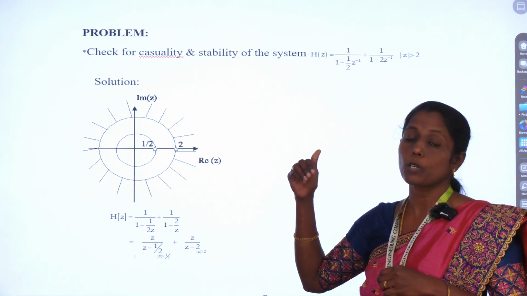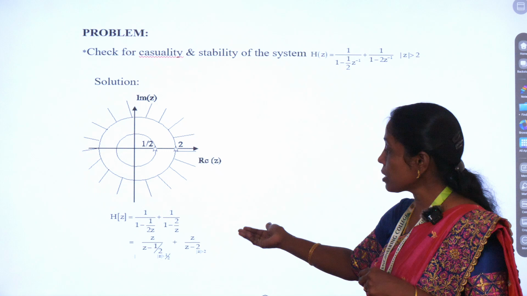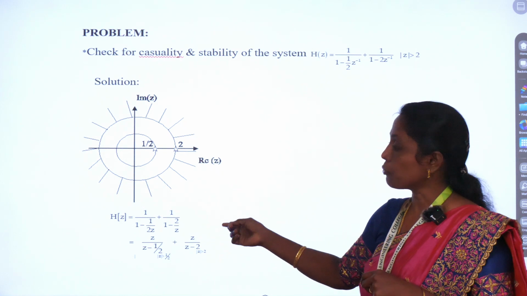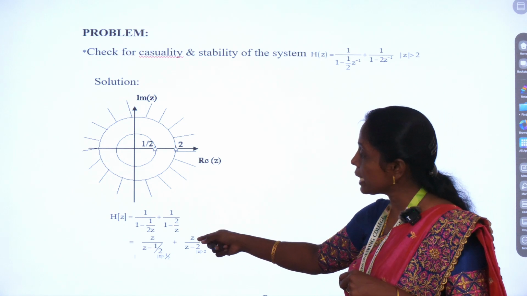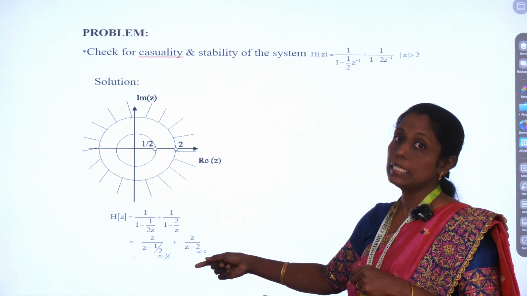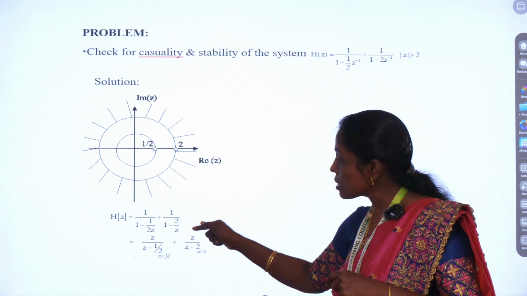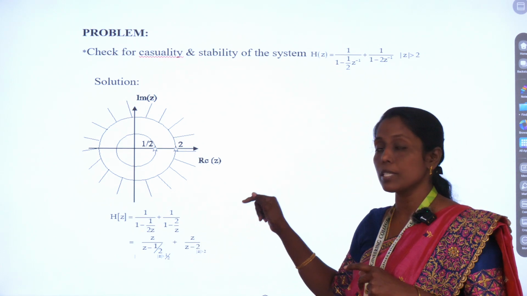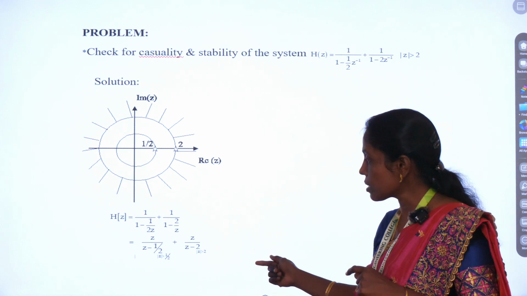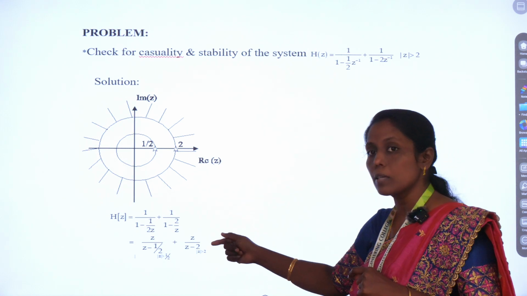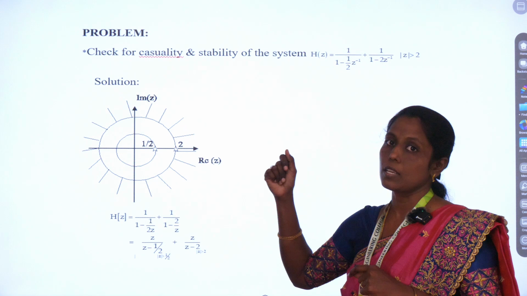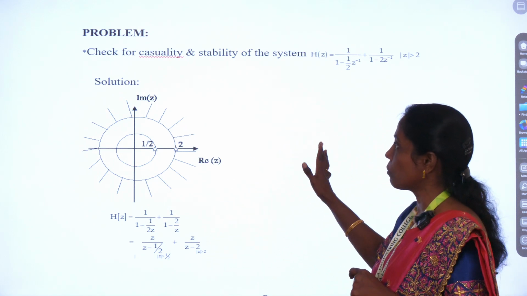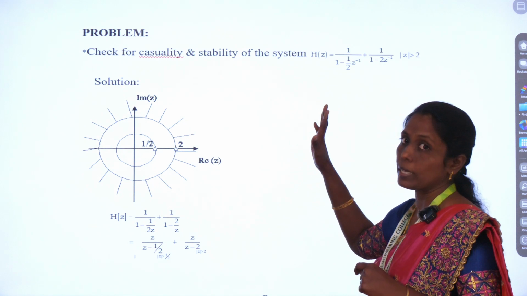The first step is to rearrange the given equation into a standard form. Then you have to find the poles of the system function. That is our second step. And in the third step, you have to plot the poles in the z-plane. So these are the three steps you have to do while solving this problem. Now let us solve this problem.